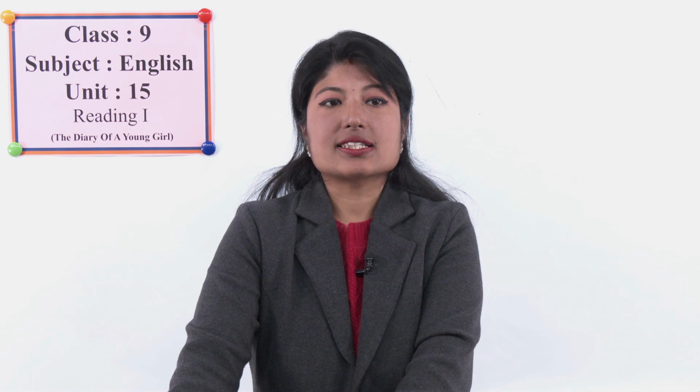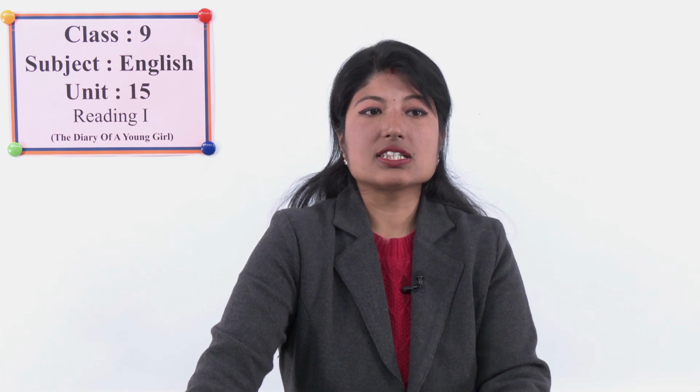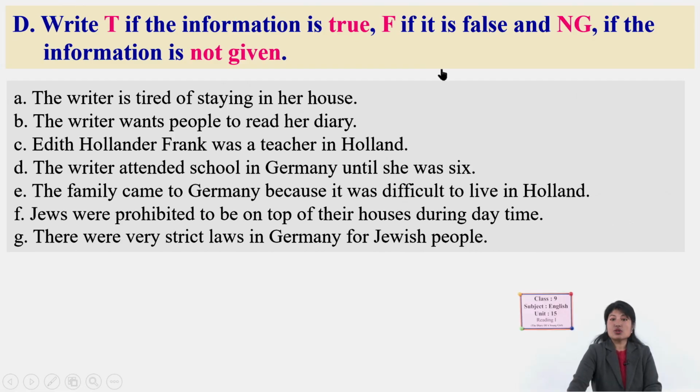Moving to the next, we have one more activity, number D, true or false. And sometimes if the information is not given properly, you can write NG, not given. Number A, the writer is tired of staying in her house. Is that true or false? True, she was bored, tired. Number B, the writer wants people to read her diary. Was it true?